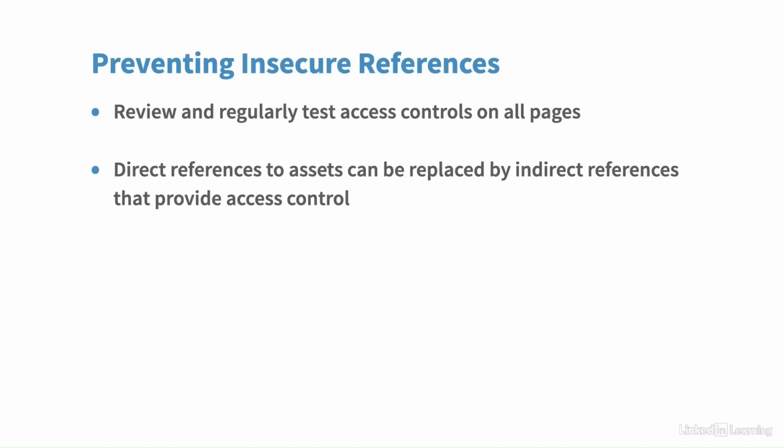For example, instead of just linking to the location of a PDF file on the server, a link could go to application code that checks for authorized access before it retrieves the PDF file and returns it to the user. It makes a direct reference into an indirect reference.